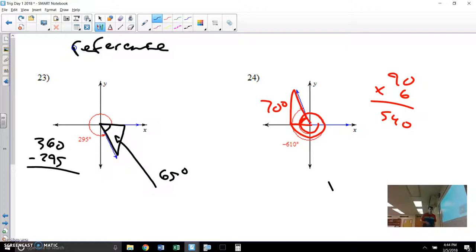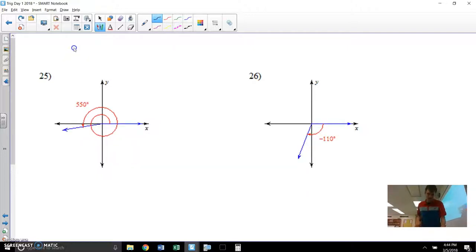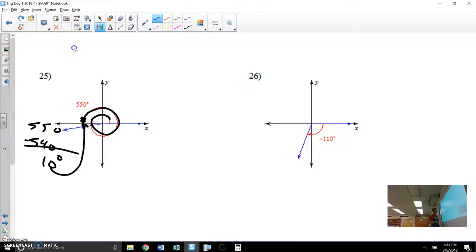Let's talk about a few more real quick. So this one looks like it goes around. There's 360 and then 540, and so 540 is all the way to the x-axis, but it looks like it goes a little bit further. So 540 subtracted from 550 leaves 10 degrees, and that would be that tiny little angle of reference. I can't even draw that angle, it's so tiny. Okay, this angle right here, that is where we're saying that would be 10 degrees.